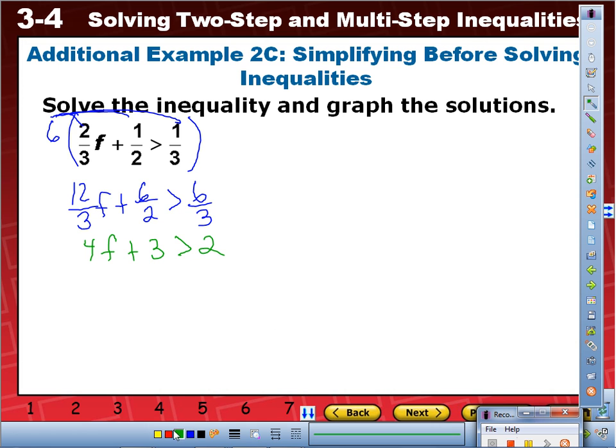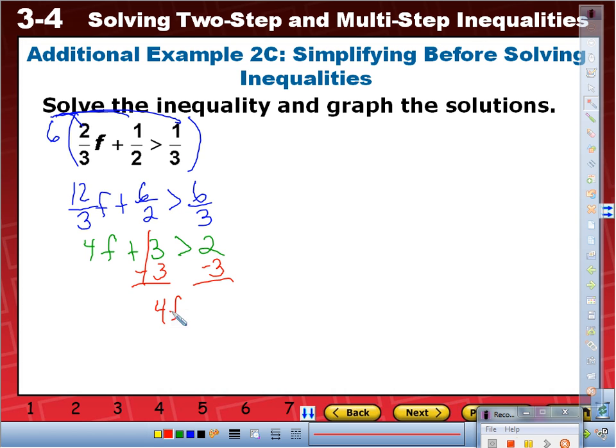All right, here we go. Subtract 3, subtract 3. 4f is greater than negative 1. Hands if you did that step. Okay? And my last step, divide by 4, divide by 4. F is greater than negative 1/4, or F is greater than negative 0.25.